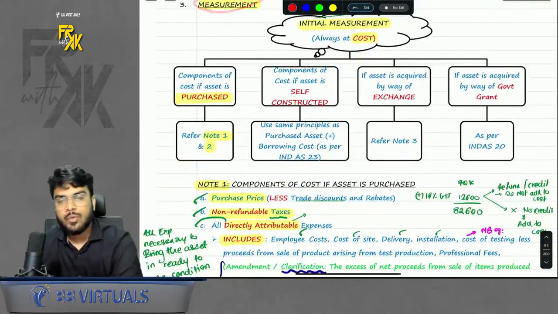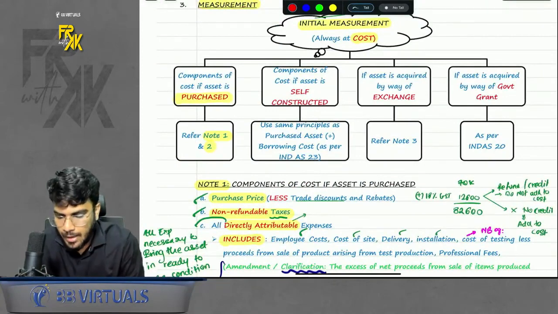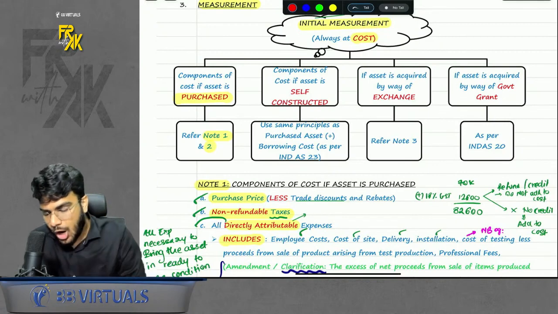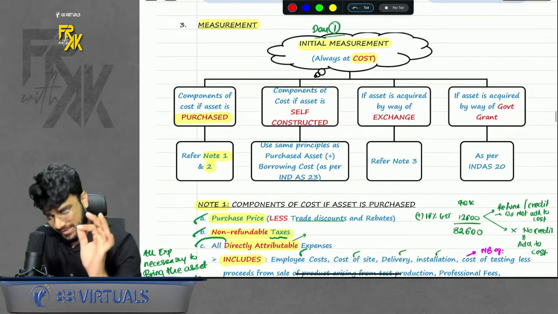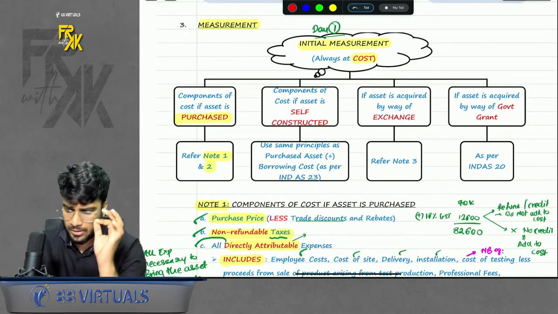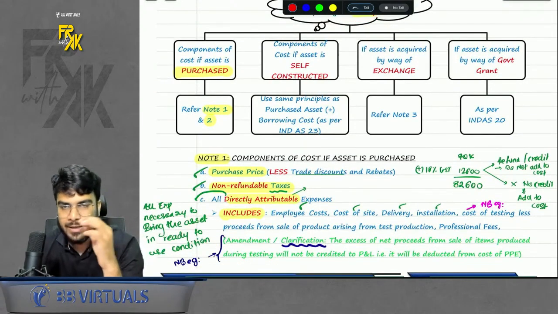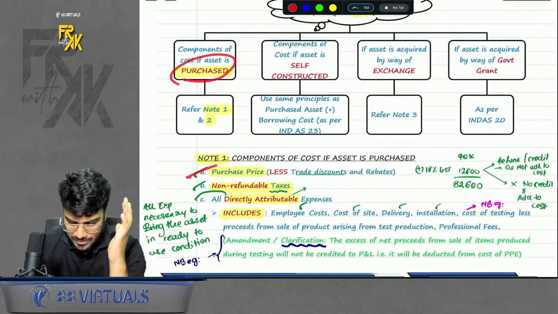Then we move towards the first point of measurement. Measurement, in that we discussed initial measurement. What is the meaning of initial measurement? Initial means on day one, at what value will you record the asset? So on day one, you will always record the asset at cost. Now what are the elements which should be included in the cost of the asset? So we started discussing this.